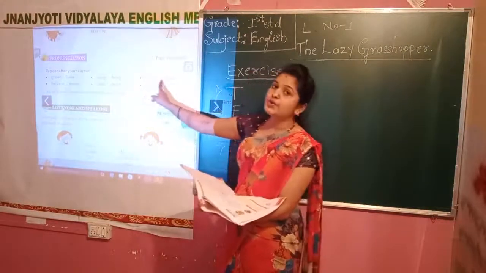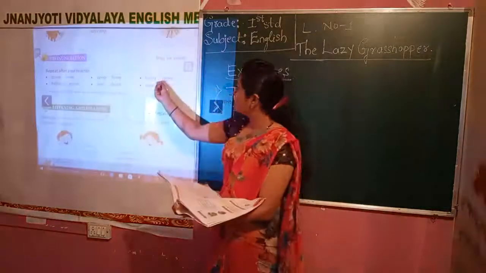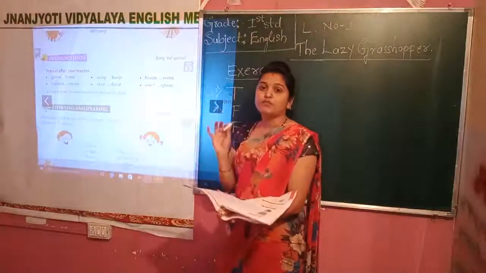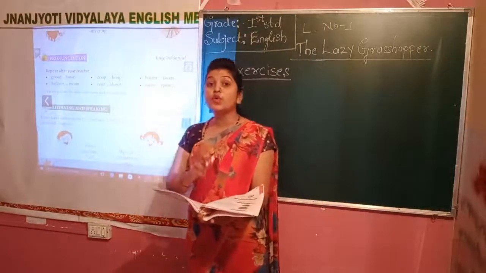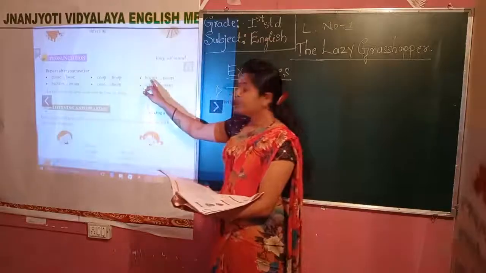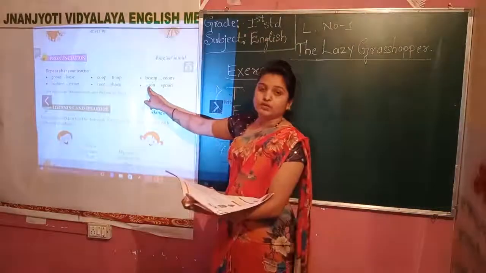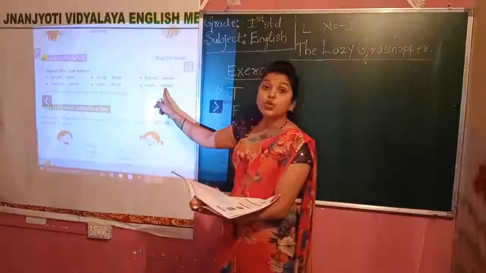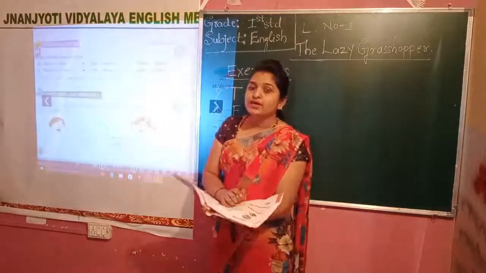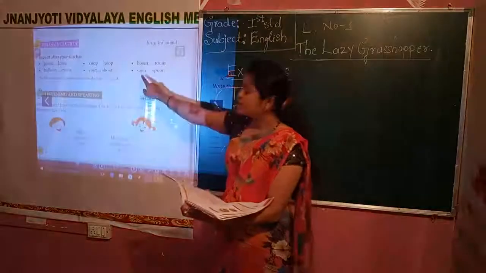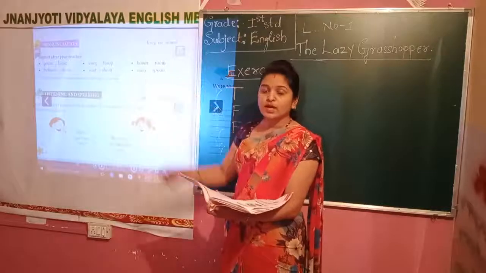Boom. Room. You have to give stress, long stress to this double O. Room. Not room. If you say room, means wrong. Room. Boom. Next. Soon. Spoon. Long stress you have to give here. Say once again. Soon. Spoon. Understood?